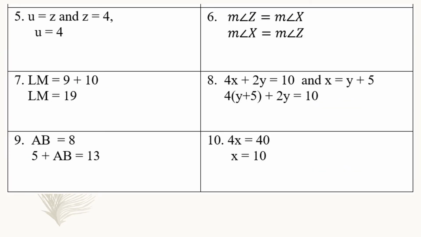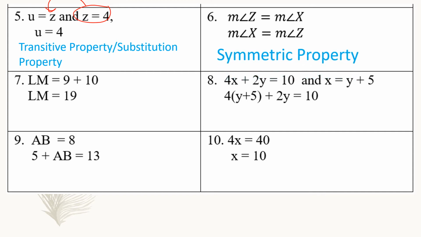Number 5, U equals Z and Z equals 4, so U equals 4. Now you can have two answers here. You can either have transitive property, you are flipping it, so you're crossing off those Z's there, or you have substitution, you are plugging 4 in for Z. Number 6, measure of angle Z is equal to measure of angle X, and measure of angle X is equal to measure of angle Z, which would be symmetric property.